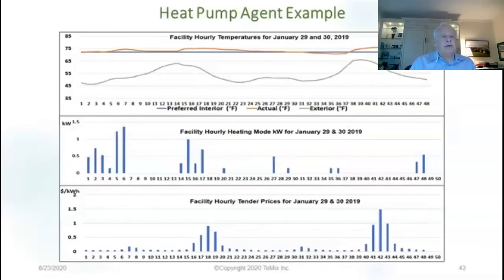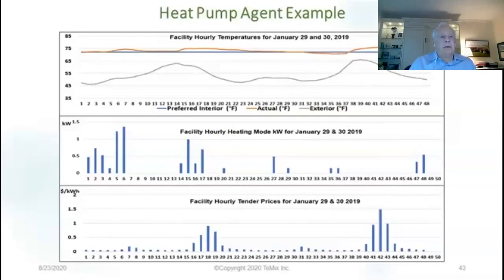This shows the operation of the heat pump in heating mode. Up the top, we have the temperatures. In the middle, we have the kilowatts of power used by the heat pump. And below, we have the tender prices that motivated this operation. You can see that if you look at the kilowatts, it avoided all the high price times pretty much. It's different each day because of the outside temperature being different.